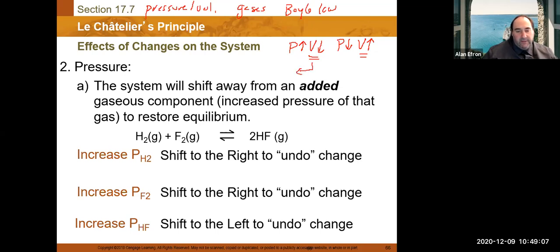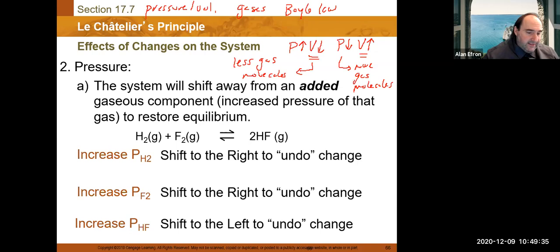So this situation would shift to the side with the fewer gas molecules. Vice versa, if we increase the volume, everybody has more room to fly around in. Pressure starts to come down. We want to bring the pressure back up. In order to do that, you pretty much need more gas molecules in this situation. So more gas molecules. Now, which side is that?